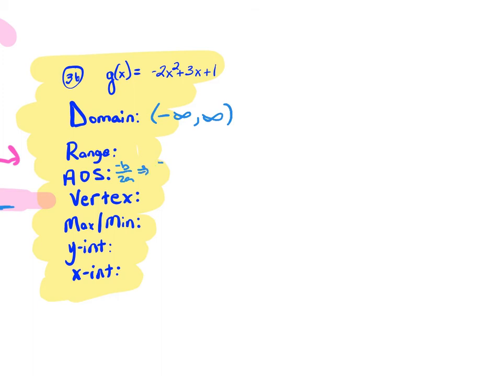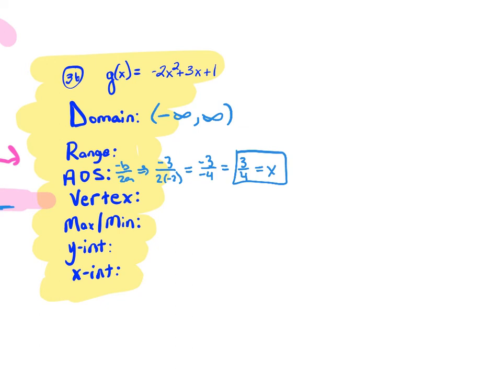Our b is 3, so negative 3 over 2 times negative 2. This is negative 3 over negative 4. A negative divided by a negative is a positive. So this is 3/4. And our axis of symmetry is a vertical line, so we have to put x is equal to.